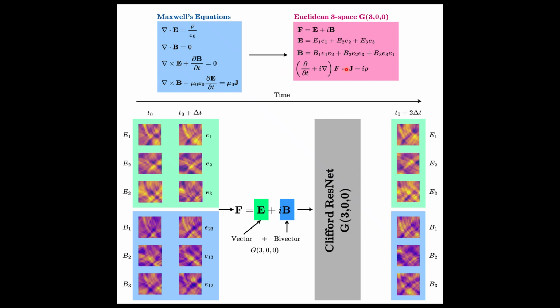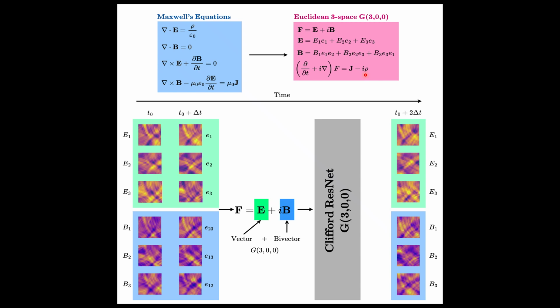The key object is something called the Faraday bivector. Instead of treating electric and magnetic fields as separate things, STA fuses them into a single geometric object that lives naturally in 4-dimensional spacetime. And this gives us a single equation, as you can see here, and done.